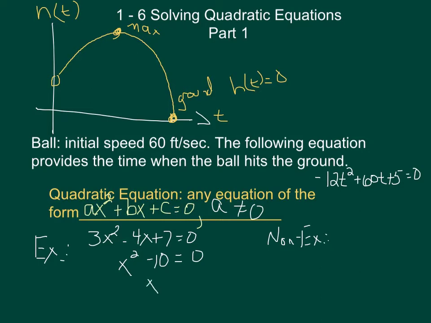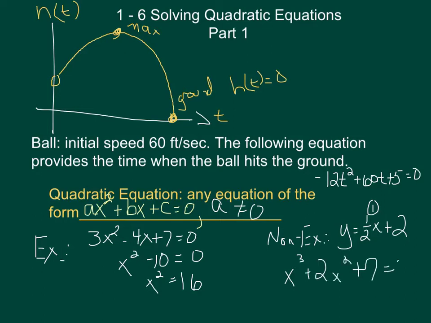Here's another one. x squared equals 16. That's an example where x squared is just set equal to the constant, i.e. the c term. Some non-examples would be like y equals 1/2 x plus 2. That's a linear function, where the highest exponent is 1. Or x cubed plus 2x squared plus 7 equals 0. That is a cubic function, and we'll talk more about those in Section 2.